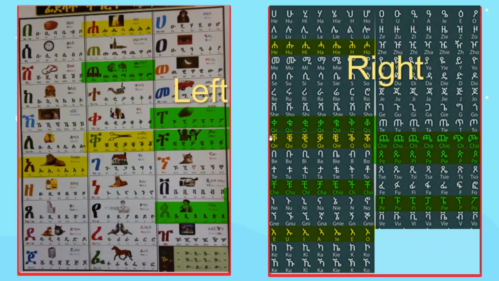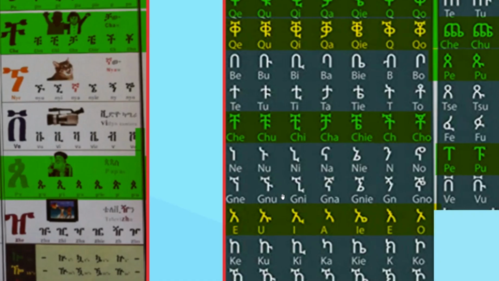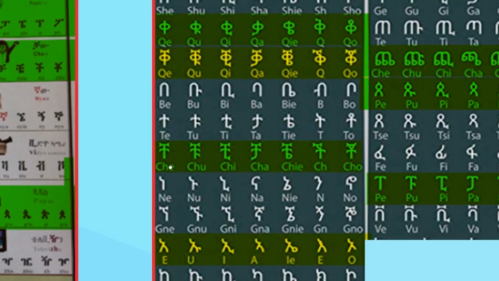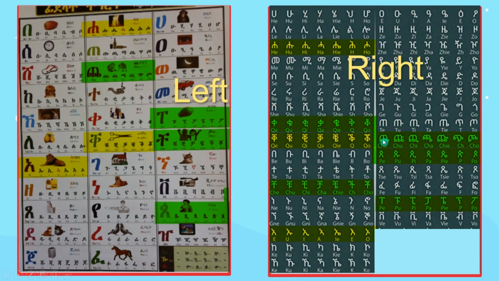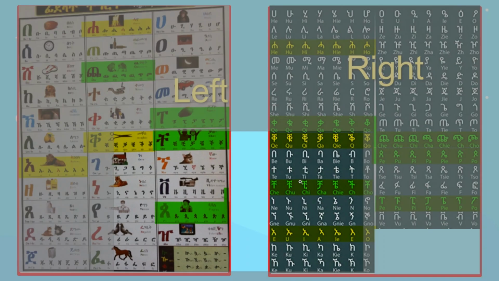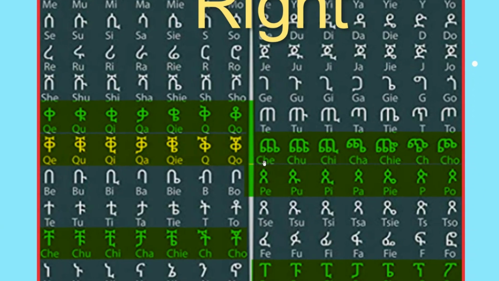Again, this does not only happen with one letter, this also happens in Ch. So this Ch is represented with the English letters CHE. But this other Ch is also represented with the English letters CHE.